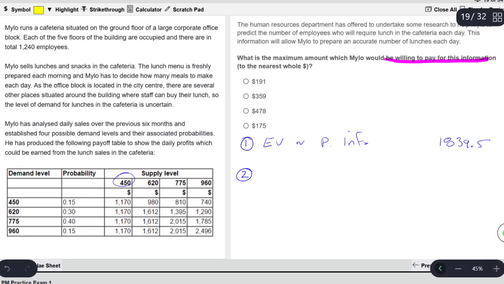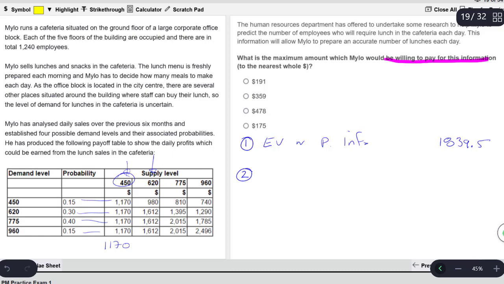So now, if I produce 450 units, there's a 15% chance I get 1170, 30% chance, 40% chance I get 1170, and a 15% chance, right? So that one's easy. The expected value of my profit under 450 is essentially 100% times 1170. So that's going to be 1170.